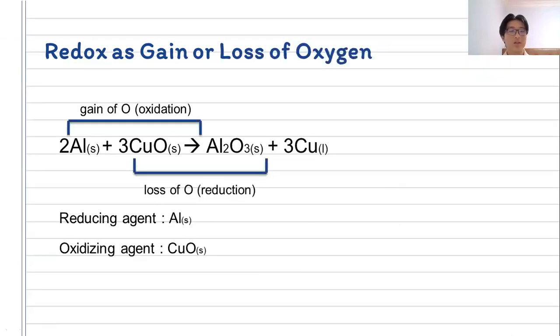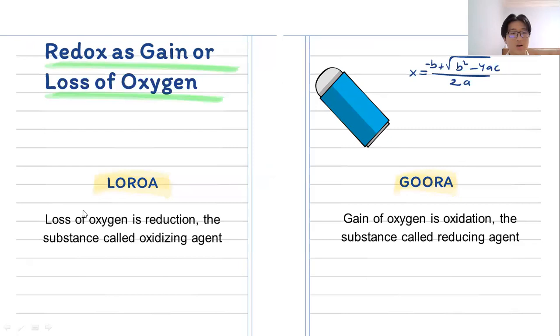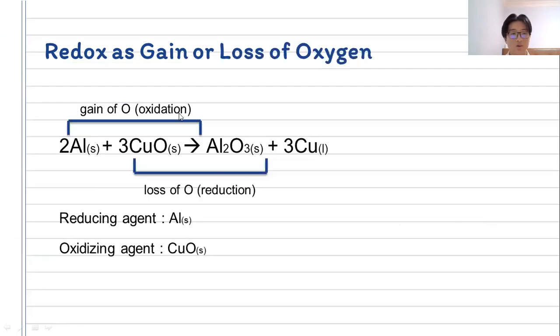The example for this is aluminium plus copper oxide equals aluminium oxide plus copper. You can see that this aluminium gains some oxygen right here. Following this acronym, gain of oxygen is oxidation. So you gain some oxygen, therefore this process is oxidation. Now, what does oxidation correlate with? Yes, that's right, the reducing agent. So the reducing agent in here is aluminium.